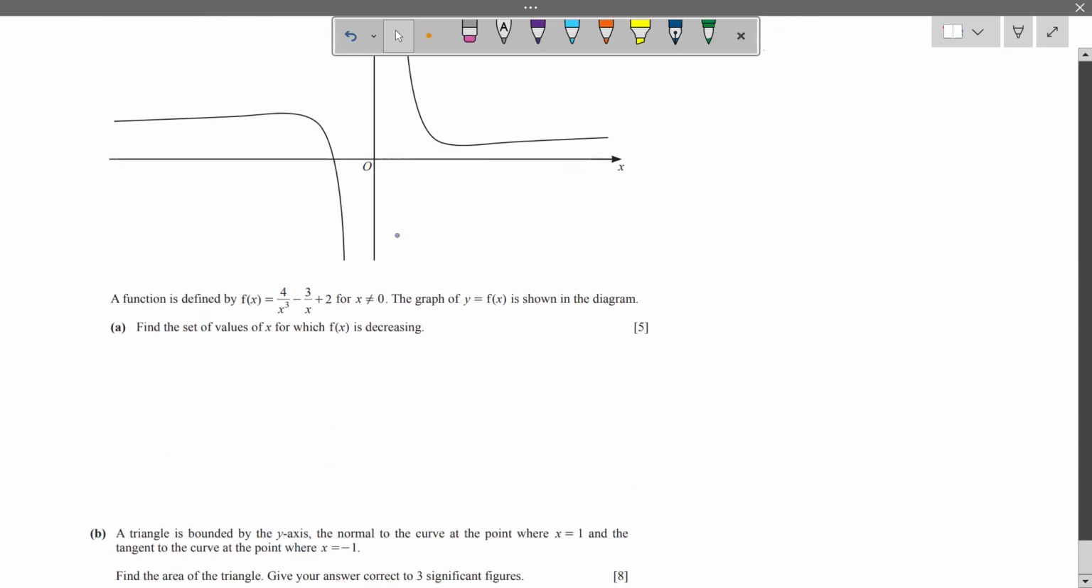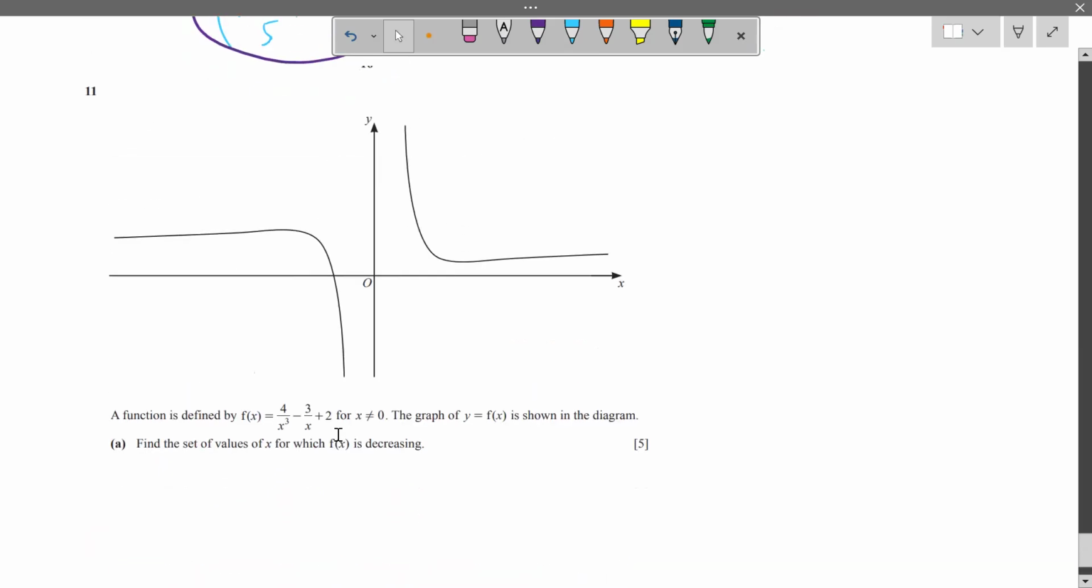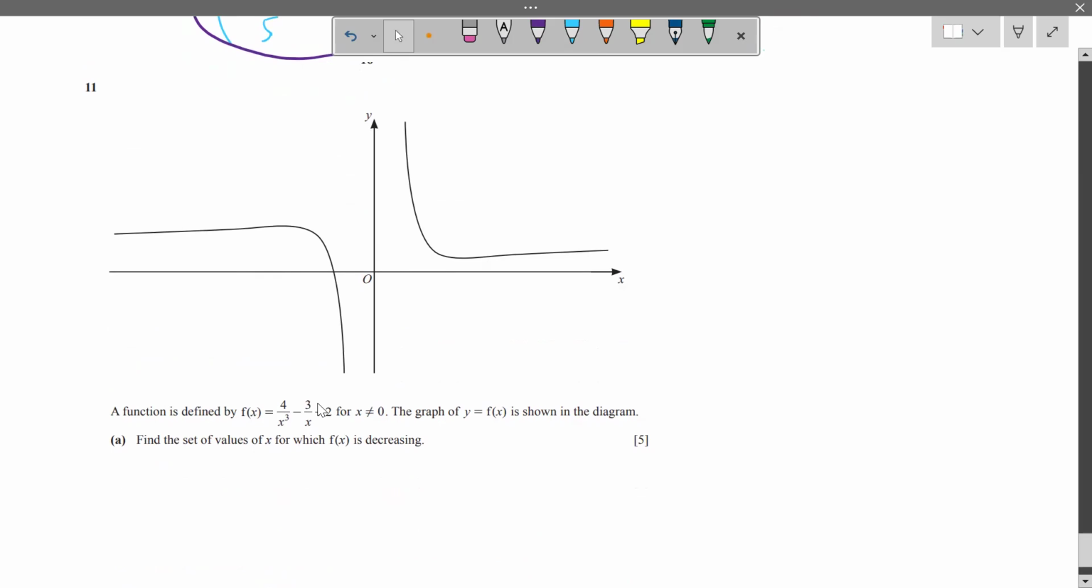Right, last question. For the last question, we have a graph of the function f(x) equals 4 over x cubed minus 3 over x plus 2 for x not equal to 0. Find the set of values for x for which f of x is decreasing.